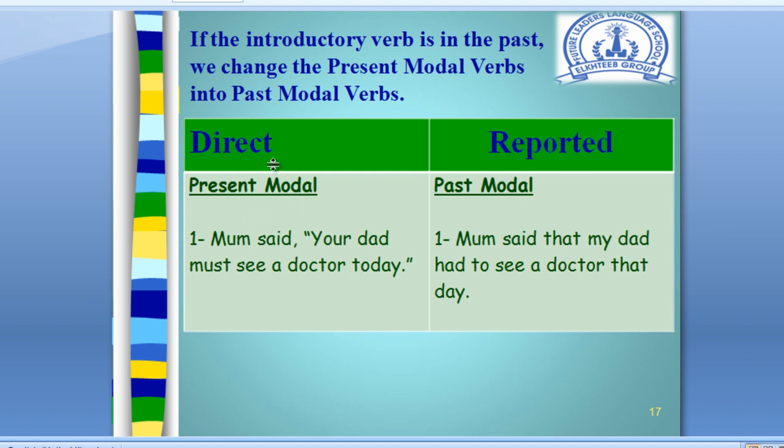For the present modal verbs, we change them into past modal verbs. For example, Mom said, Your dad must see a doctor today. No past for must, so we manage. Mom said that my dad had to see a doctor. Don't say today, no, that day.